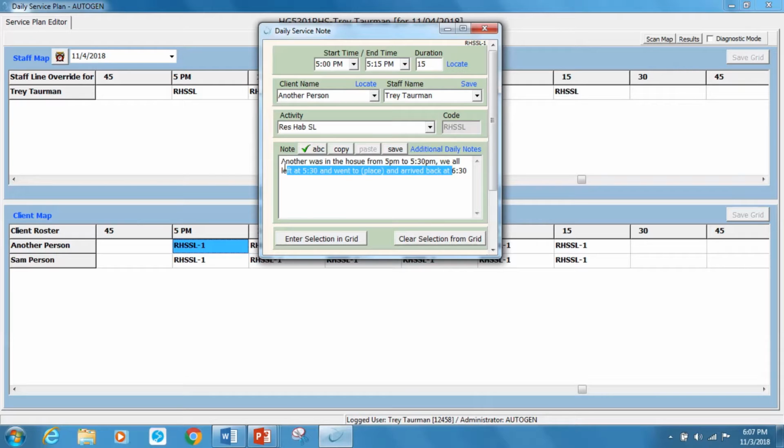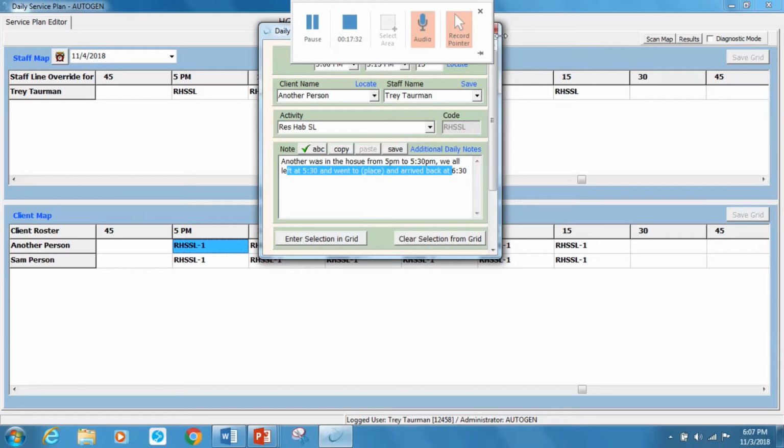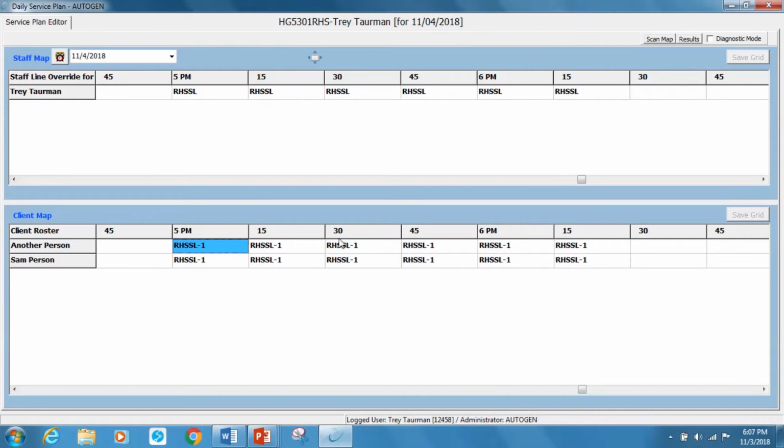Again, that's the prior commandment that we learned, is writing in a note. In this way, in the event that this ever gets pulled for an audit, we have a written note that says, hey, another person, or another client, and Sam between 5:30 and 6:30 was not in the house. I know this is a very, very, very rare scenario. It's a very big hypothetical.